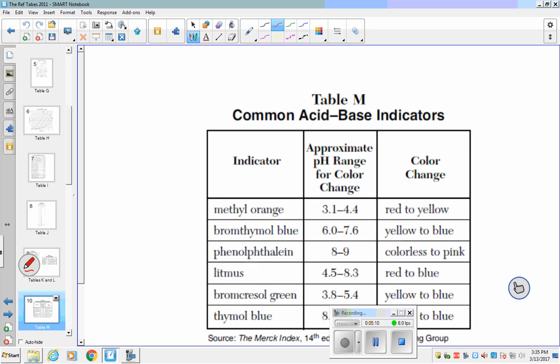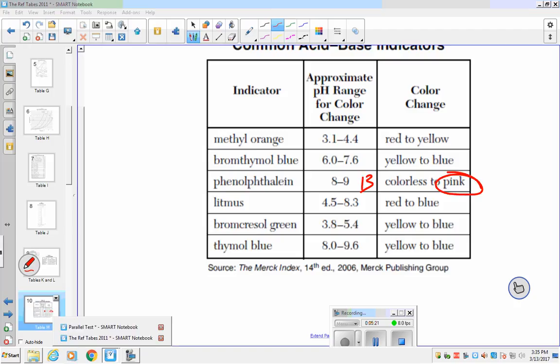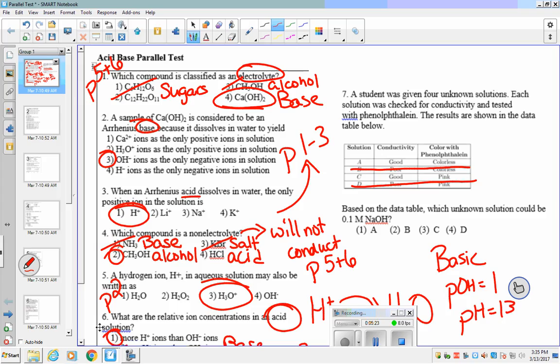And a basic solution, especially this one with a really high pH, in phenolphthalein, we're talking pH of 13, so something high over here, we're going to have pink as the color of that solution. So we're going to go back over here, and our pink solution would be C. And again, that is a combination of table M and identifying a base as well, so you're also kind of looking at table K and L.